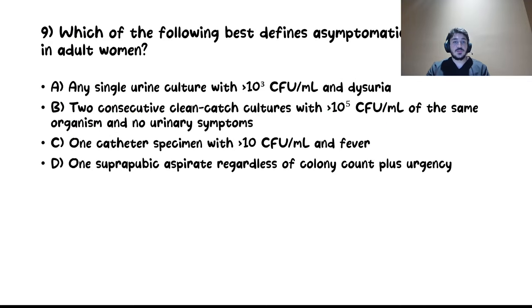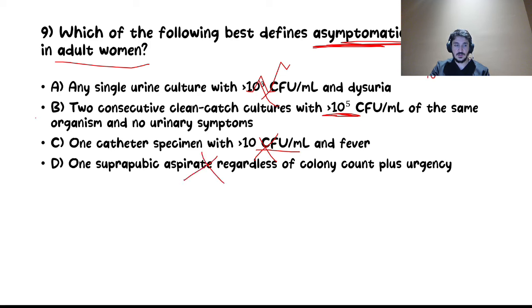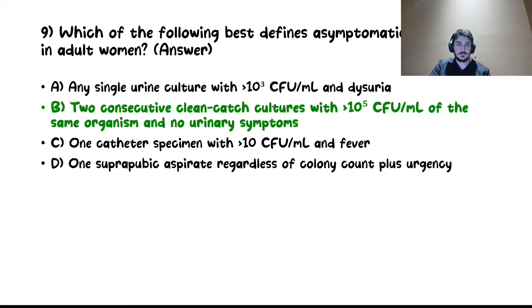But which of the following best defines asymptomatic bacteriuria in adult women? So we said asymptomatic. What's the number that we need to know? It's 10 to the power of 5. So let's search. This is 10 to the power of 3, so that's wrong. Two consecutive clean catch cultures with 10 to the power of 5, so this has the answer. This one does not have 10 to the power of 5, so this is wrong. This is wrong. So the answer is B.